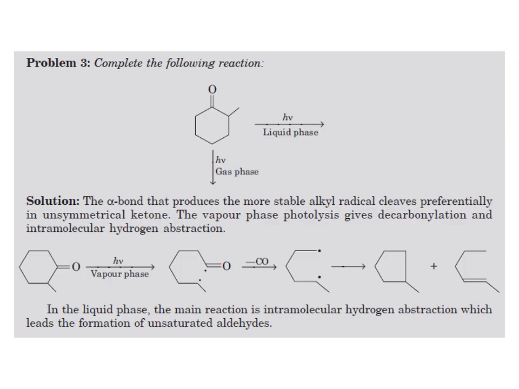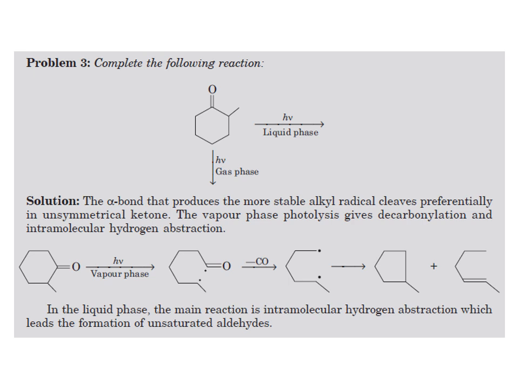Now let us discuss a problem. This is a substituted cyclohexanol, and the reaction is going to happen in the gas phase as well as in the liquid phase. Then what will be the difference in the product? So the alpha bond that produces the more stable alkyl radical cleaves preferentially.